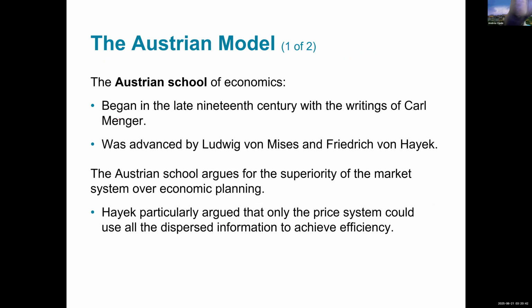And then we have the Austrian school, which began in the late 19th century with the writings of Carl Menger and was advanced by Ludwig von Mises and Friedrich von Hayek. The Austrian school argues for the superiority of the market system over economic planning. So they tend to lean towards classical theory because they're talking more about the market system, emphasizing efficiency.